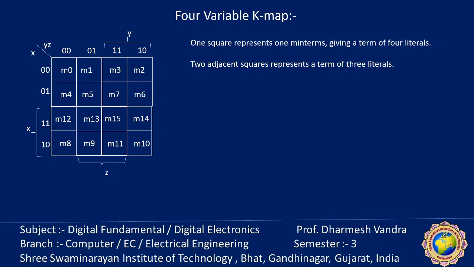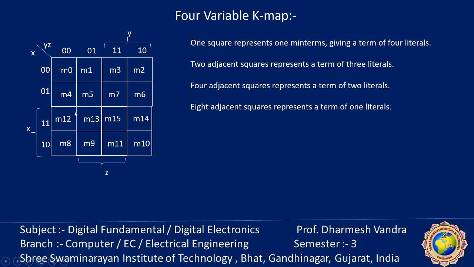After 2 raised to 2, a bunch of 4 adjacent squares gives a 2 literal function. And then 2 raised to 3, 8 adjacent squares give 1 literal. We will discuss one by one later on. And if all 16 are 0, the function is 0. If all 16 are 1, the function will become 1. So no other combination of squares can simplify the function. This is the only method.